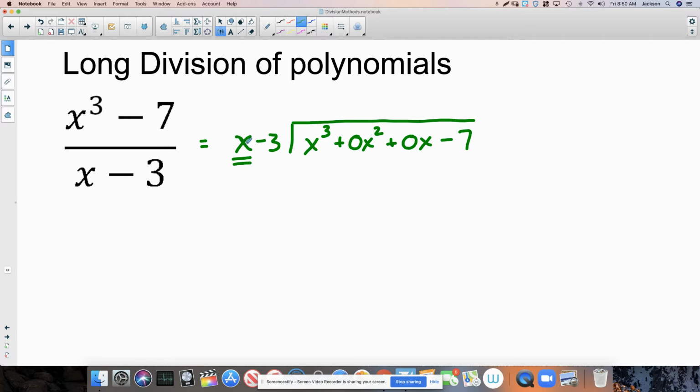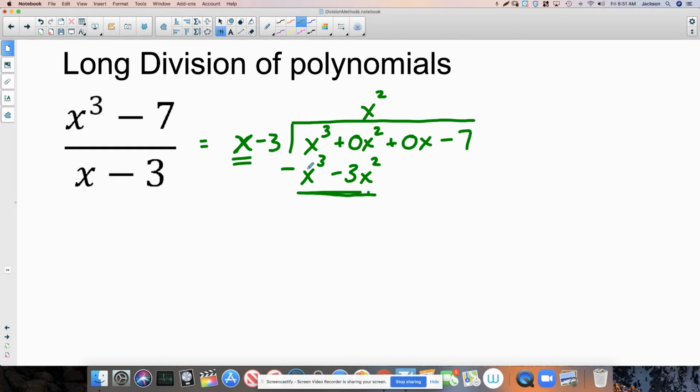So what do I multiply x by to get x cubed, right? And the answer to that is x squared. So I write my x squared above the x squared term. Then I take this and I multiply it times this. So x squared times x is x cubed. X squared times negative 3 is negative 3x squared. And then I subtract these, just like I would in a regular long division problem.